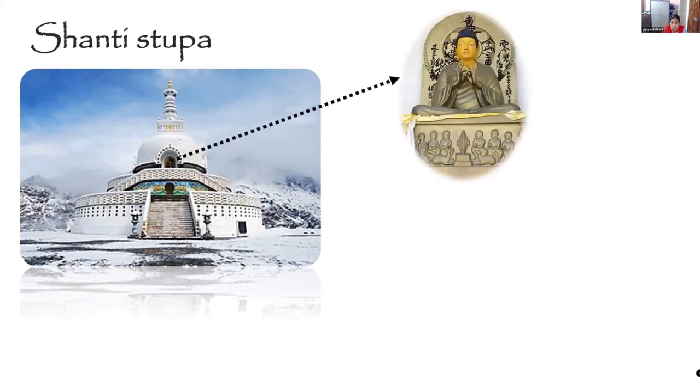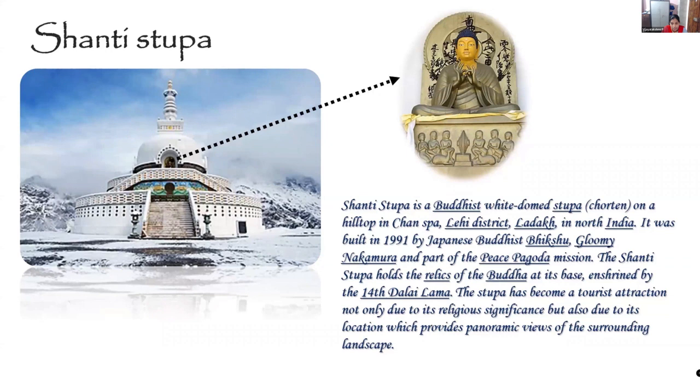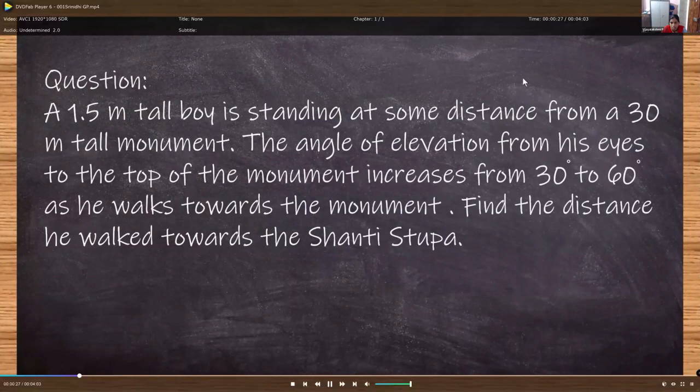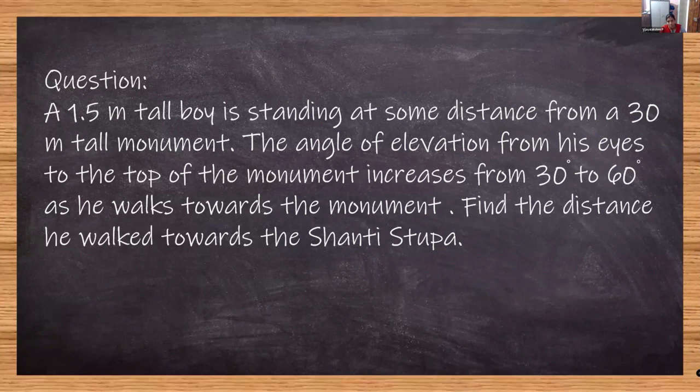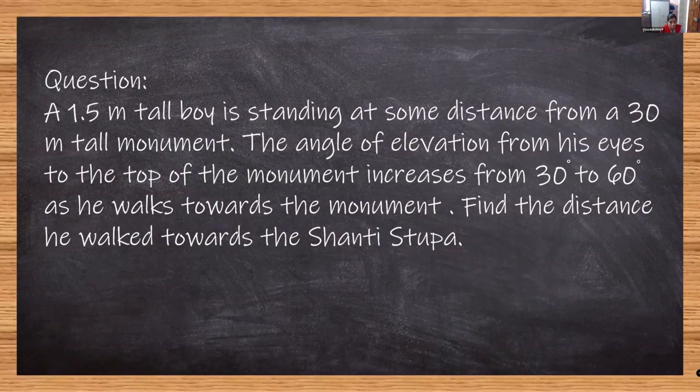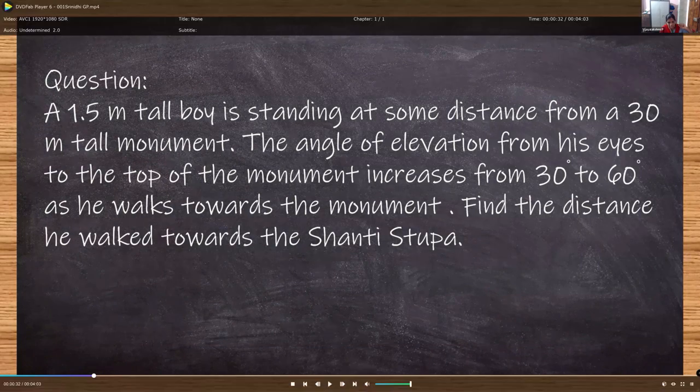She has taken the Shanti Stupa. Look at the question she framed using the Shanti Stupa. There's a shrine, and using the shrine she framed the question. A 1.5 meter tall boy is standing at some distance from a 30 meter tall monument. The angle of elevation from his eyes to the top of the monument increases from 30 degrees to 60 degrees as he walks towards the monument. Find the distance he walked towards the Shanti Stupa. That's the question she framed, and you see how she worked.